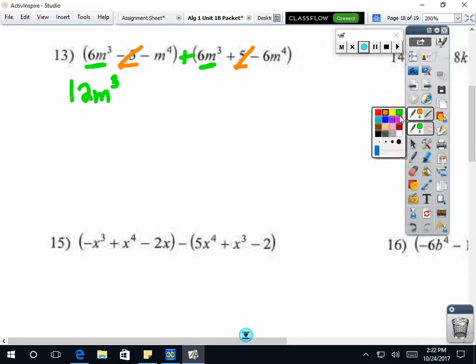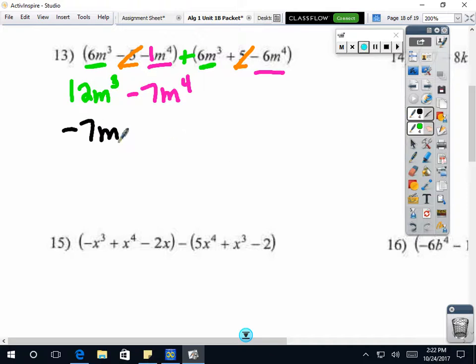Okay, and then we see that we have a negative m to the fourth, which is negative 1m to the fourth. And what can you add to it? Right, so what's a negative 1 plus a negative 6? Negative 7m to the fourth. Is that one in standard form? No. So what will it look like once we rewrite it? Plus, because that's a positive 12m cubed. What is the name of that one?